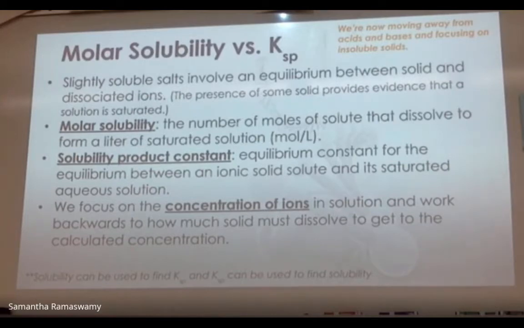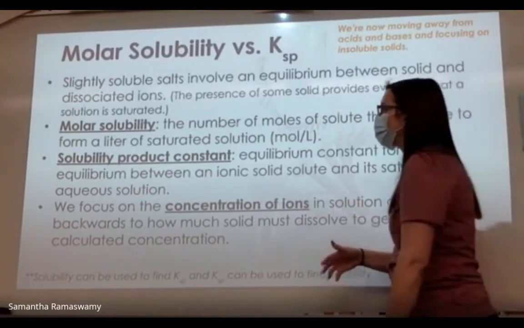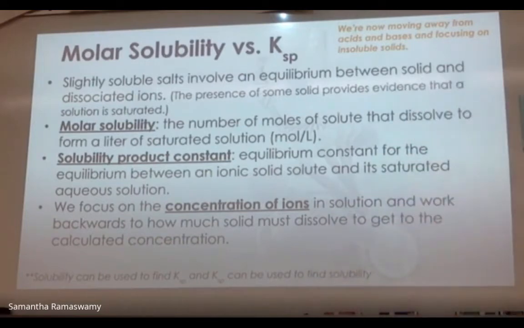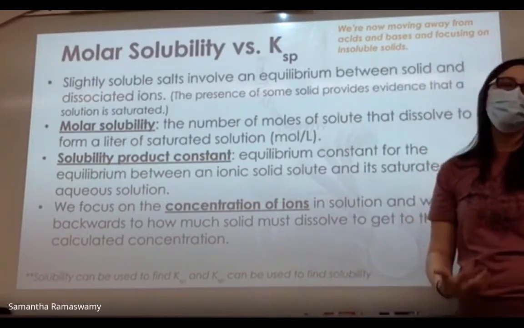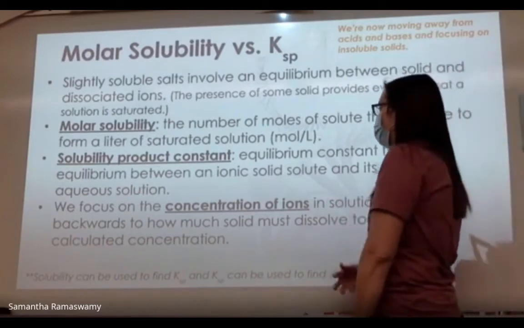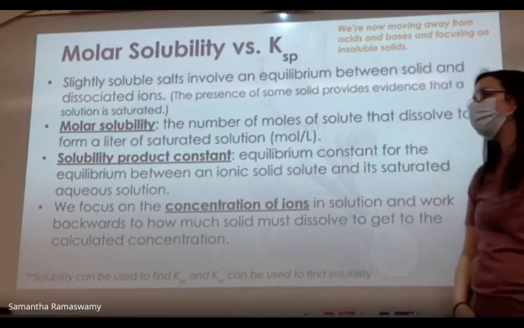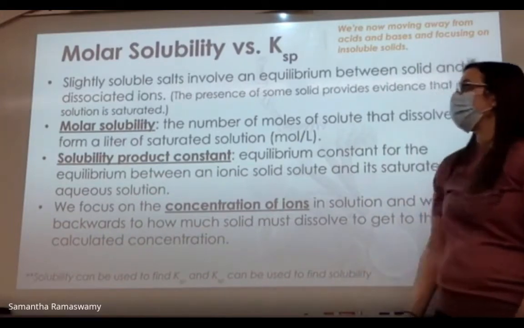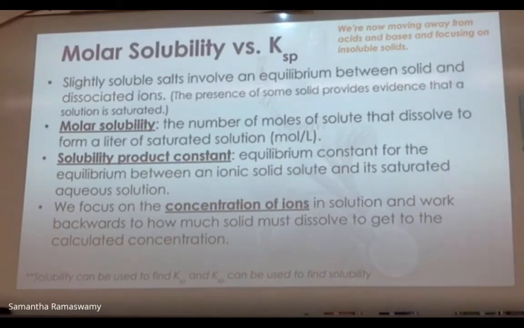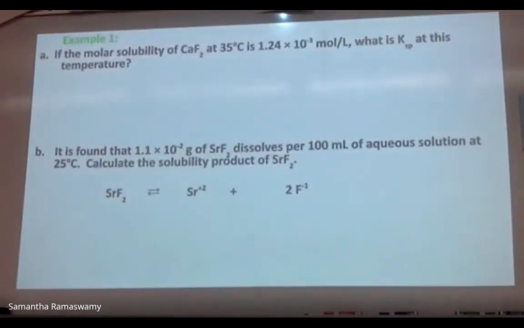Some of the questions that I saw from the video were, what are the different types of questions that we will see with Ksp? How is this different from what we've been doing? It is not different. It's the same process. We have an ice table, we have something initially, we're finding something at equilibrium, we're using an equilibrium constant. We're just applying it to a different situation. This is going to be more like the Kc that we looked at before, with acids and bases. We will look at some common ion today, and much more common ion tomorrow.